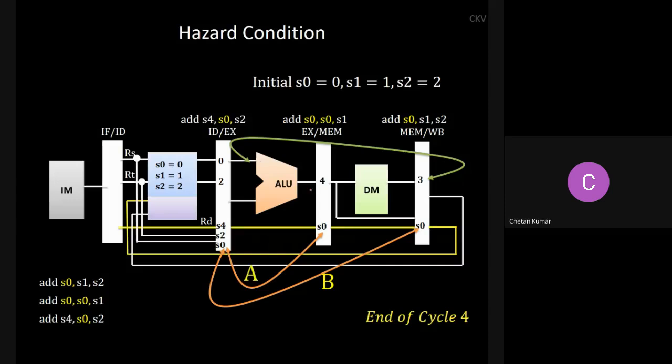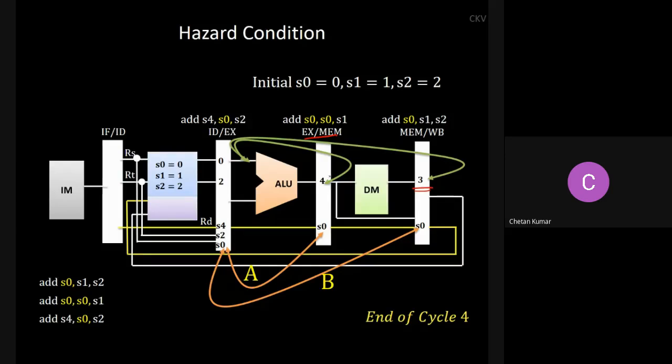Now again here, if you check, condition A is also true. So there are two possibilities. Should I forward from the output of the EX/MEM pipeline register, or should I forward from the MEM/WB register? What should be given preference? As we have already discussed, should the S0 value be taken as 4 or should S0 value be taken as 3?